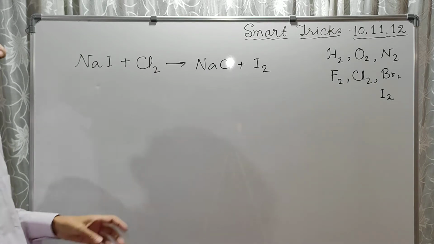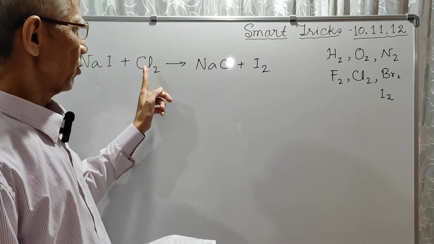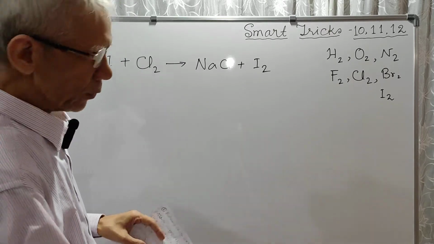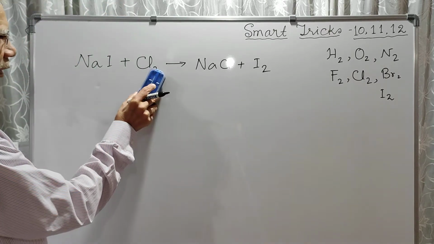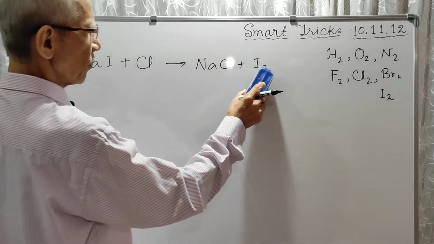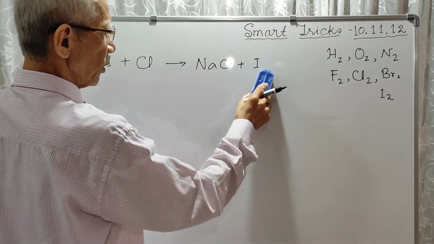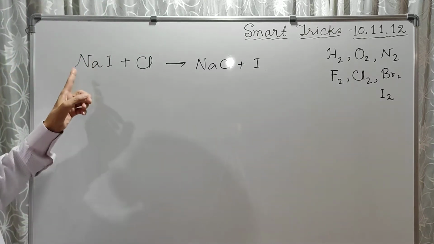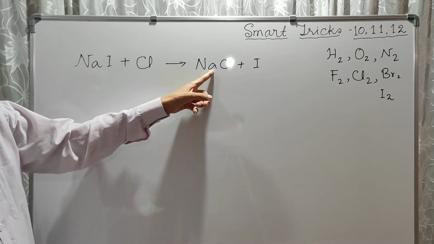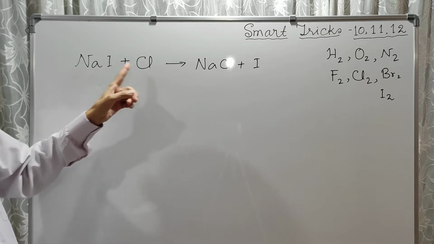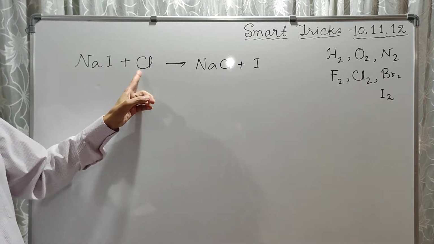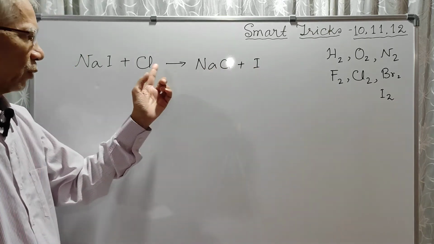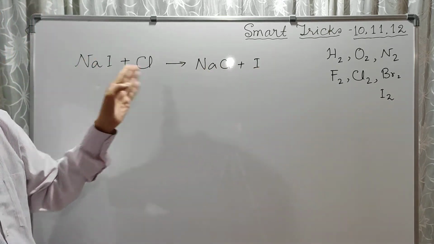All right. Now you see there are diatomic molecules Cl2 and I2. Now for balancing, what you do, temporarily you remove these two. Just remove these two and see if it is balanced or not. If not, you balance it. Now Na, sodium 1 balanced. Iodine 1 balanced. Chlorine 1 balanced. So after removing these two, we see that it is perfectly balanced.